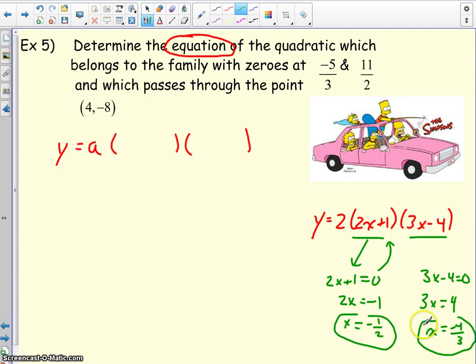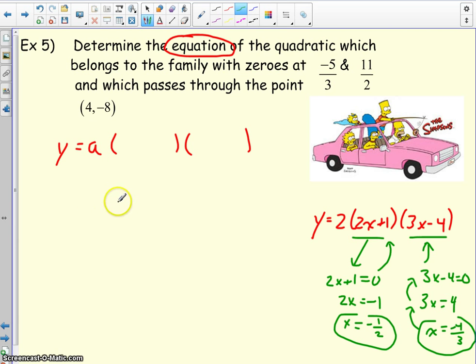Ditto for this one. I could start with x equals 4 over 3, multiply both sides of the equation and get 3x equals 4. Bring the 4 over to the other side, so you have 3x minus 4 equals 0 to reverse engineer that factor. We can do the exact same thing with what we have here with negative 5 over 3 and 11 over 2. So let's try that.